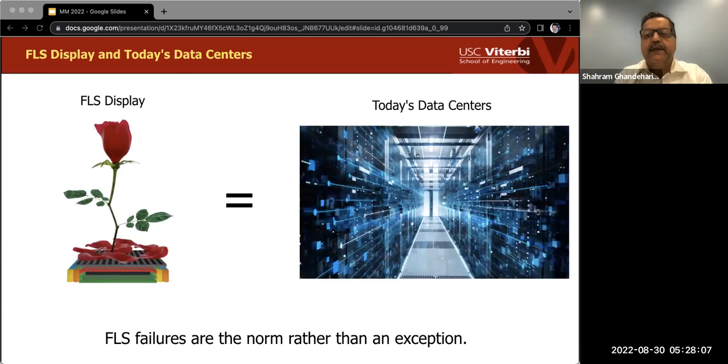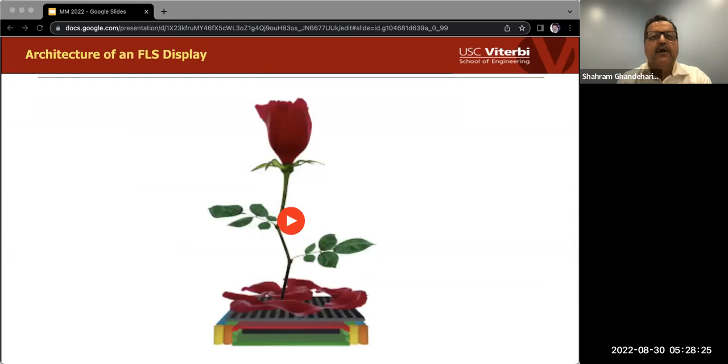An FLS display is equivalent to today's data centers, where failure of the FLSs is the norm rather than an exception. Hence, algorithms designed for FLS displays must address this challenge in order to be practical. A contribution of our paper is the components of an architecture for the FLS display.